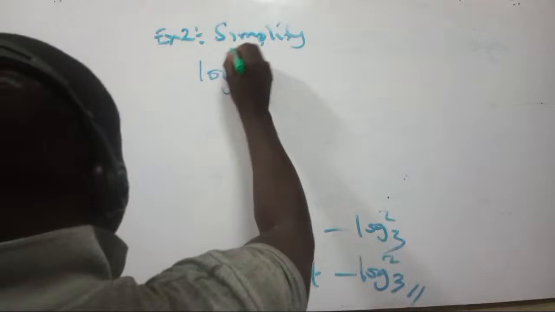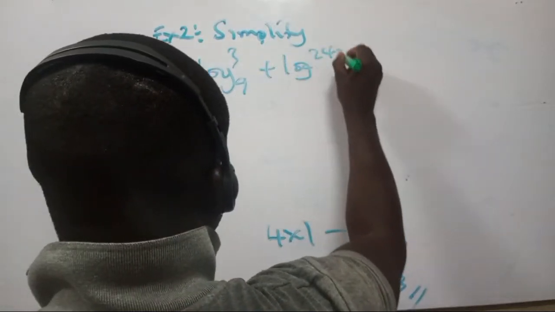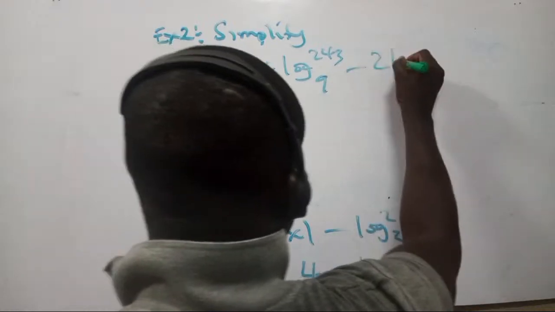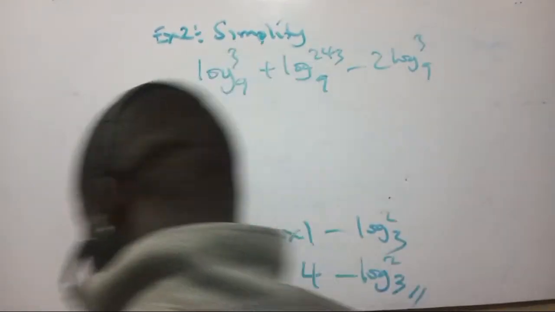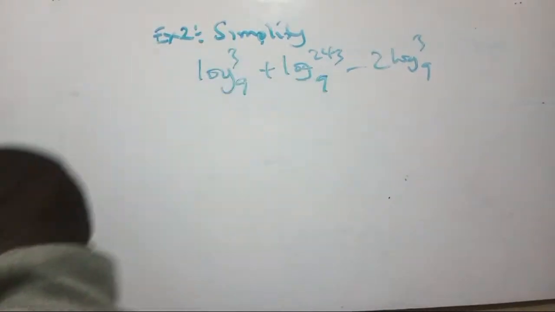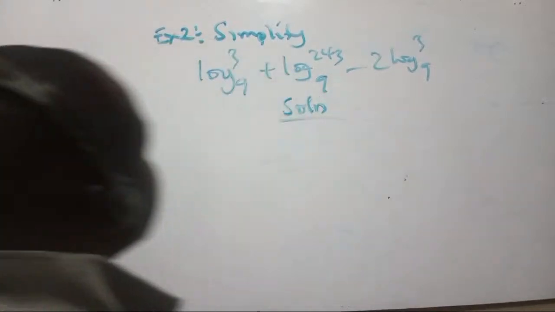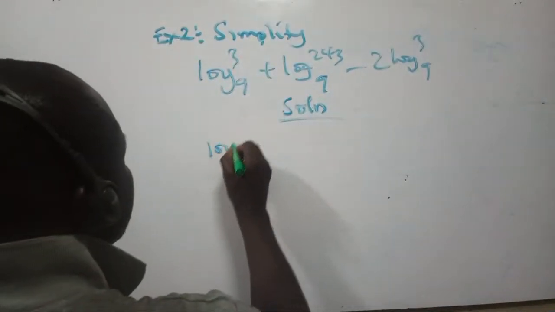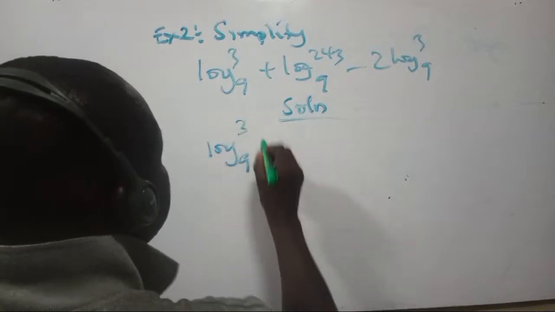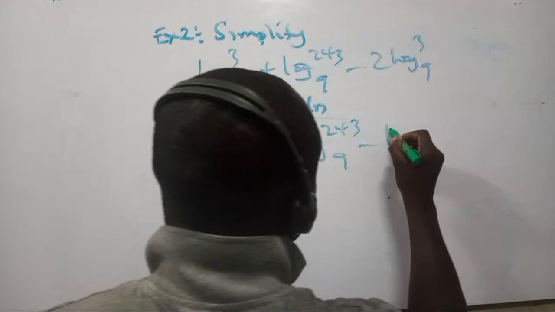Let's take another example, log 3 base 9 plus log 243 base 9 minus 2 log 3 base 9. In this case, we are given the base to be 9, so we can't make any assumption. It is when we are not given the base that we assume it to be base 10.